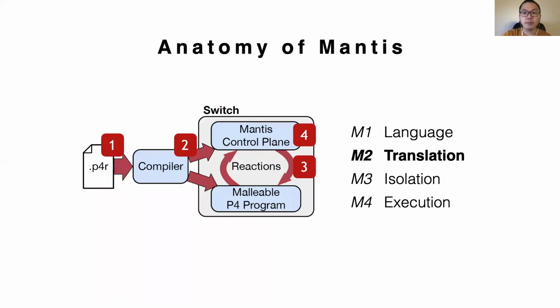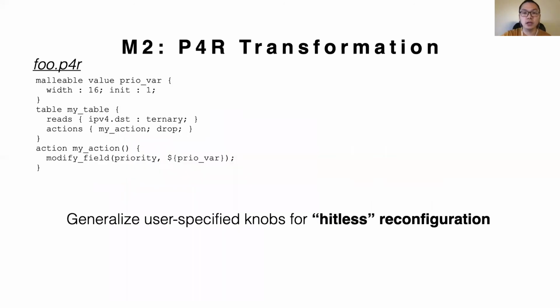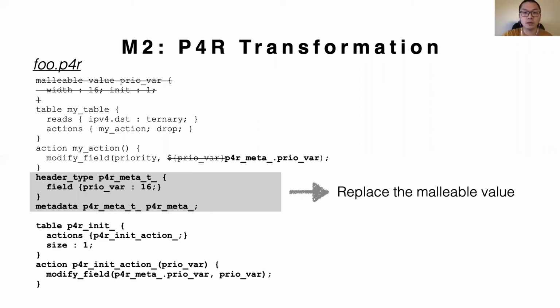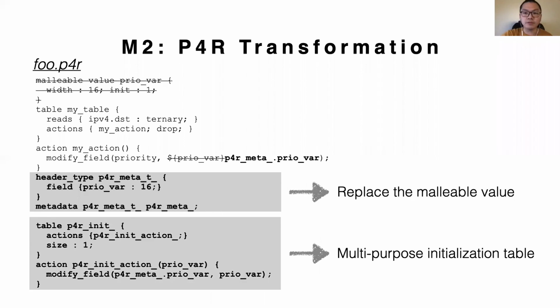Now, I'm going to talk about how to translate P4R into something deployable in RMT switches. One of the primary goals of Mantis translation is to create a P4 program that is dynamically reconfigurable, that is, without interrupting the data plane and losing states. Again, let's look at the previous example. To accomplish this, first, Mantis replaces the malleable value in P4R with a concrete P4 object called P4R meta. Then, it instantiates a P4R init table at the beginning of each packet processing pipeline with actions to set its value.